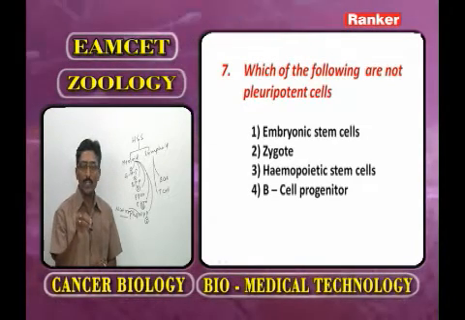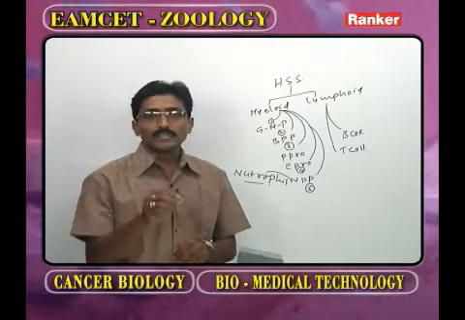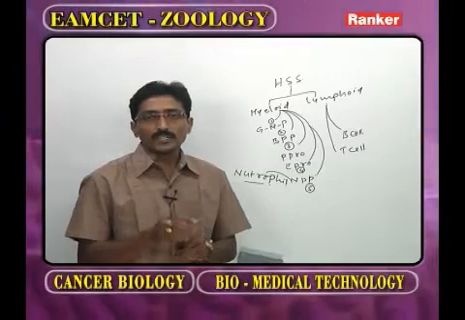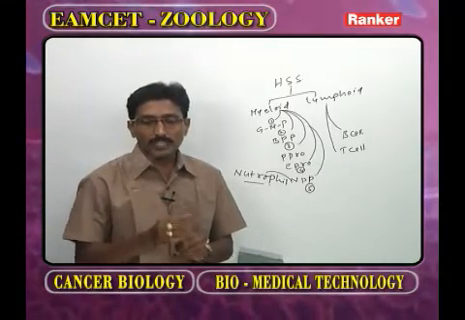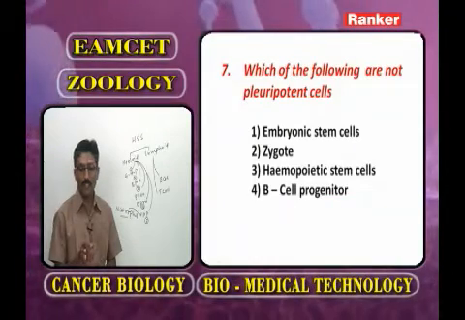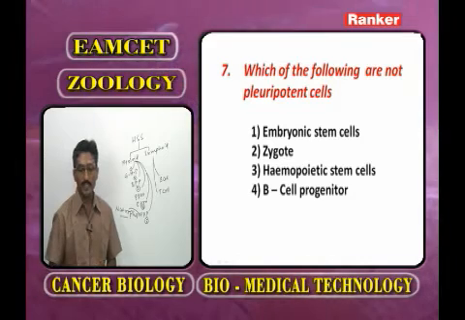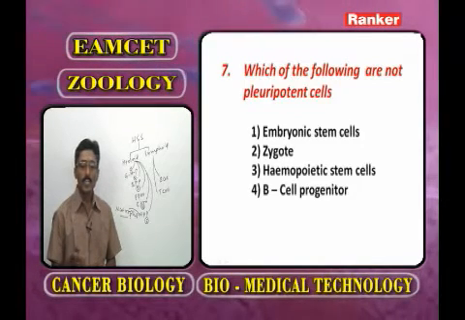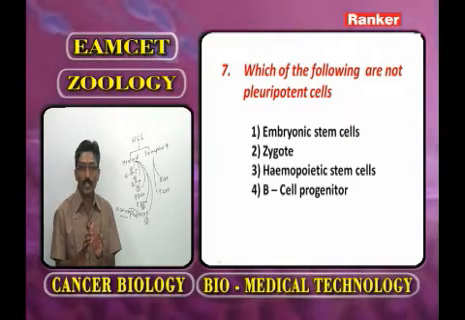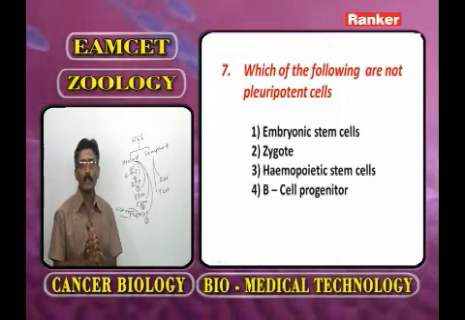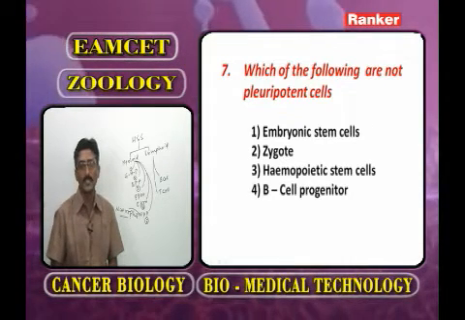What about the multipotent cells? They give few kinds of cells. What is meant by unipotent cells? Unipotent cell gives always one kind of cell. Here we are asking, which of the following are not pluripotent cells? Embryonic stem cells, the zygote, the hemopoietic stem cells, and these three are said to be examples of pluripotent. They are going to give almost all but not all kinds of the cells.